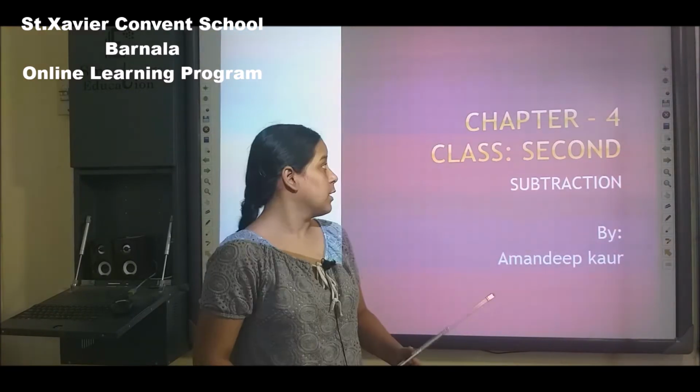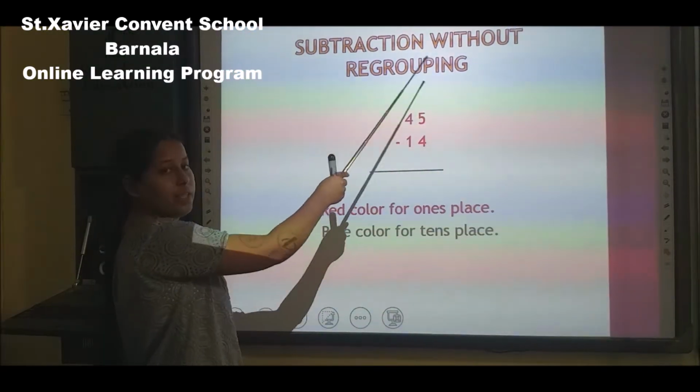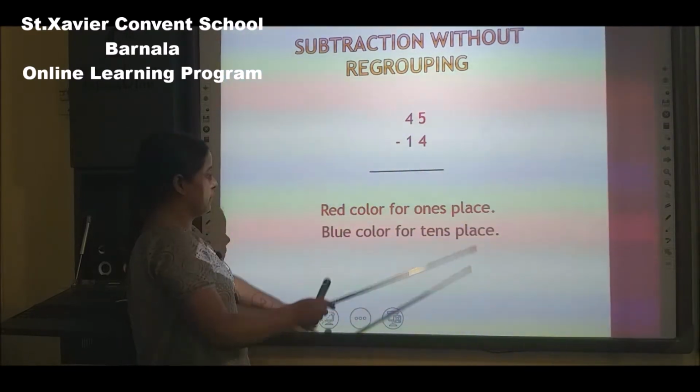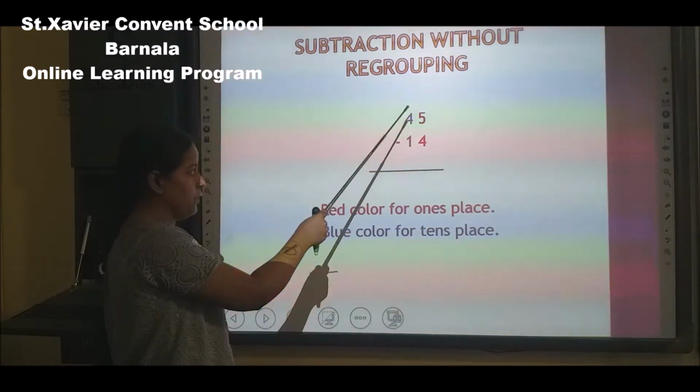Today we start chapter 4, class 2nd, subtraction. First is subtraction without regrouping. There we have 14 subtracted from 45. 14 is subtracted from the 45.